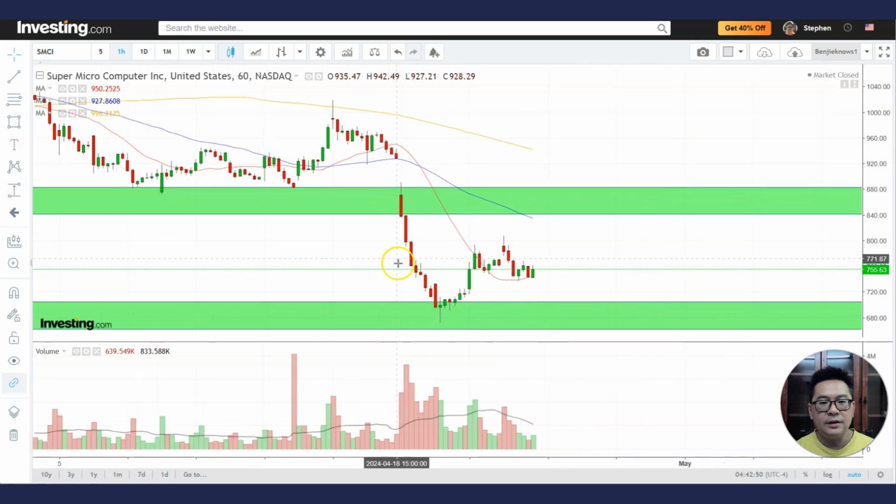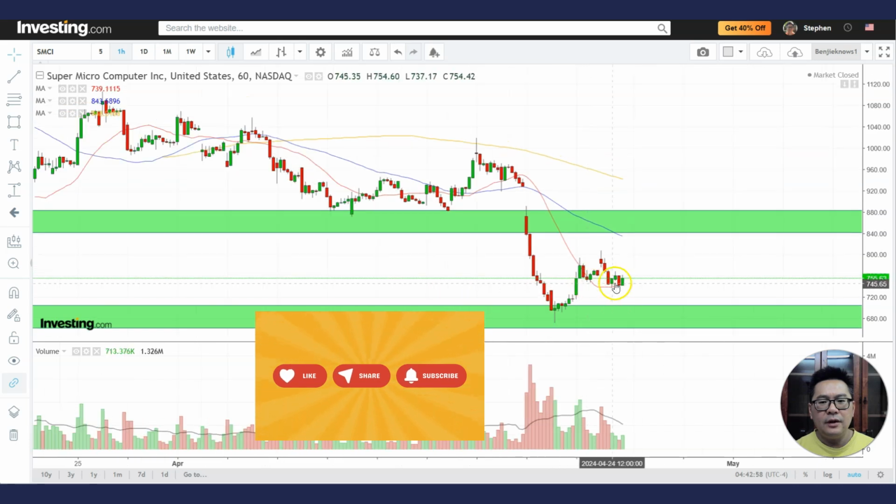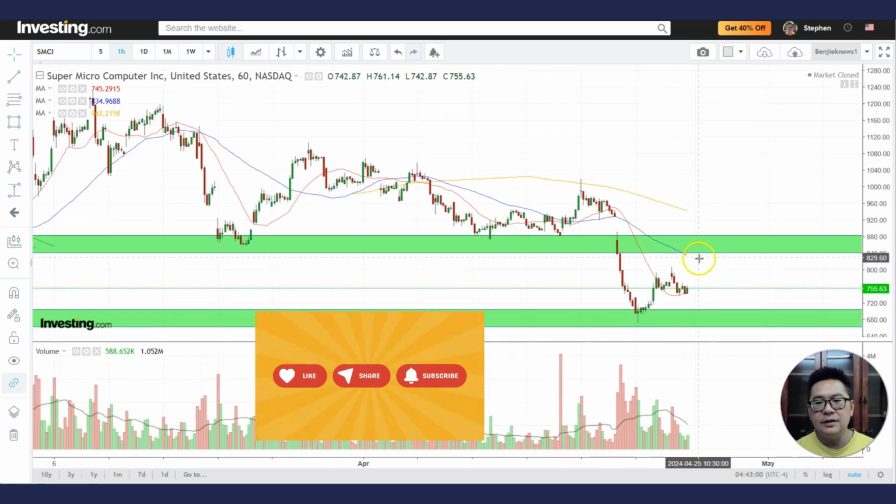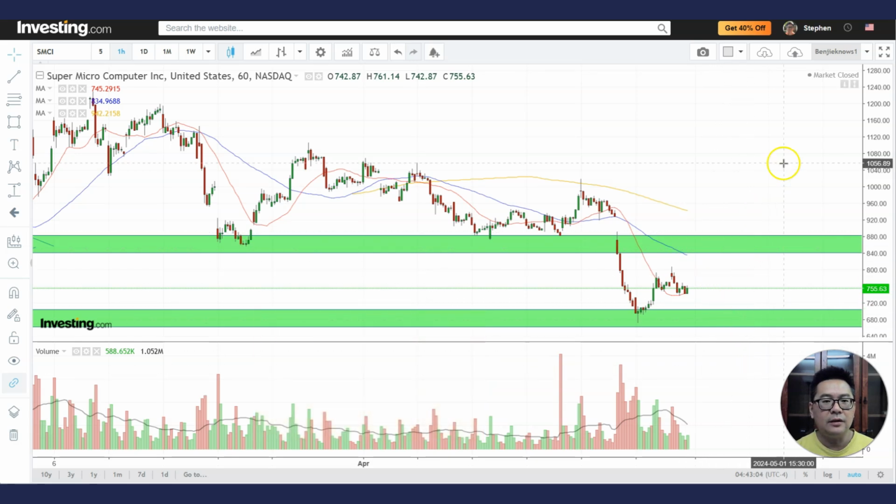But what I would like to see is for it to form a cup and handle kind of pattern, right? And break out higher. But if not, if this resistance just kicks in and it is not able to go above here, you will just continue to sell off.